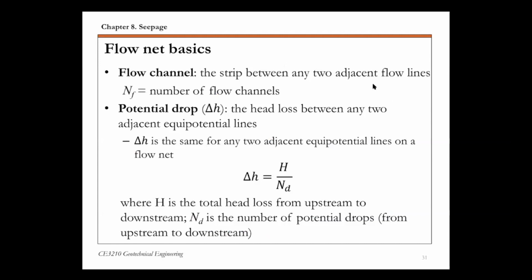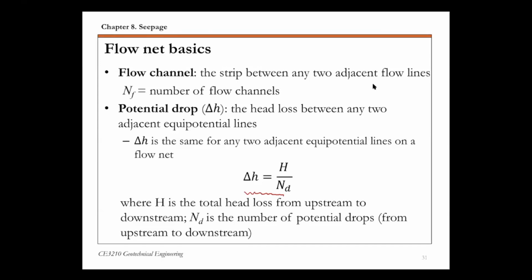And then there's this definition of potential drop. So potential drop is the head loss between two adjacent equipotential lines. So we call it delta H. And it's important to keep in mind that for a given flow net, potential drop delta H is the same for any two adjacent equipotential lines. Okay. And because it's the same for any two adjacent equipotential lines, delta H can be calculated as the total head loss capital H over the number of potential drops.